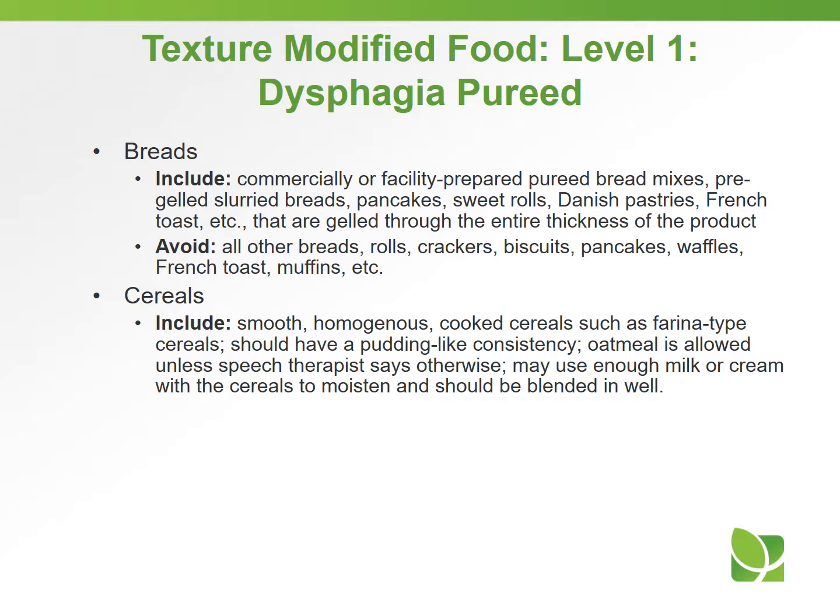Cereals include smooth, homogeneous cooked cereals such as farina-type cereals, which should have a pudding-like consistency. Oatmeal is allowed unless the speech therapist says otherwise. You may use enough milk or cream with the cereals to moisten, and it should be blended in well.